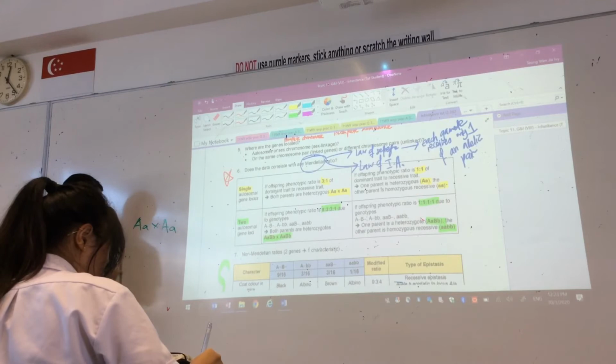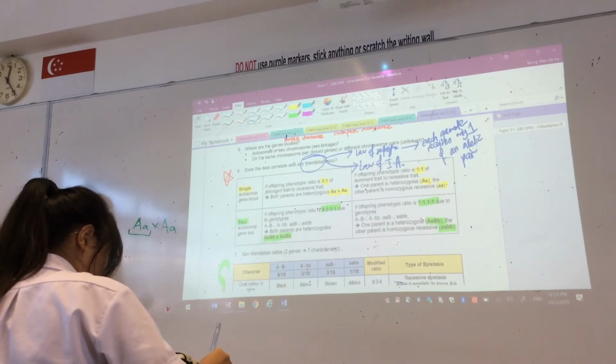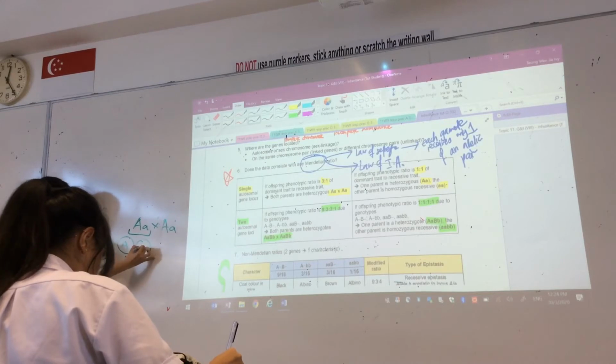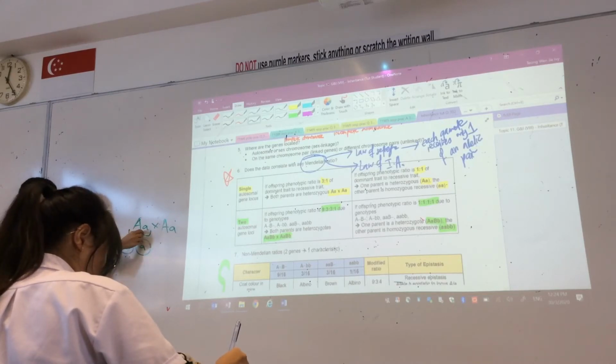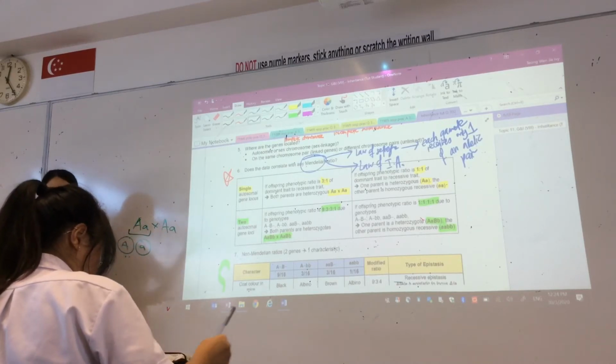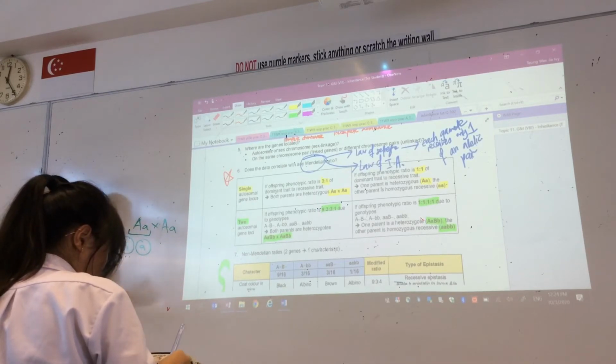Example, if you have this parent, right, what is the possible gamete that they can form? Big A and small a. You will never ever inherit both alleles. Okay, you only get one allele of every pair, allelic pair. Okay, that's law of segregation.